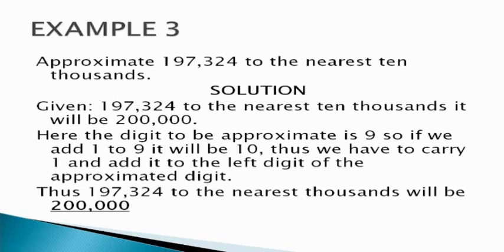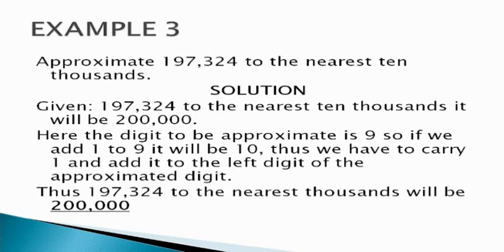Let us see example number 3. Approximate 197,324 to the nearest 10,000. In order to approximate, we have to identify the digit which is to be approximated. From our question, the digit to be approximated is 9, because it is in the place value of 10,000. So number 9 is the one to be approximated.